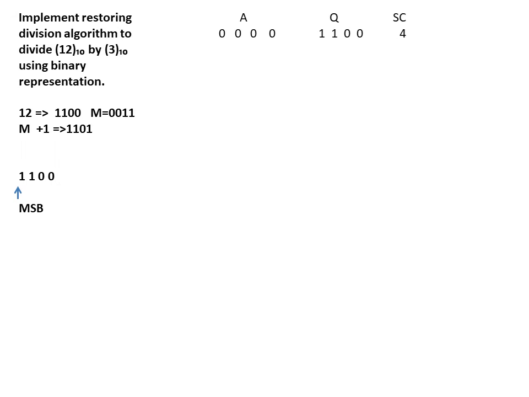Next we perform shift left operation. When we perform shift left operation, we get this result. All the bits in the A and Q are shifted 1 bit position to the left. Next we have to perform A minus M. Since it is A minus M, that is subtraction, we have to take the 2's complement value of 3 and add with A content. 2's complement value of 3 is 1101. Now add that with the current content of A. So we get the result as 1110.